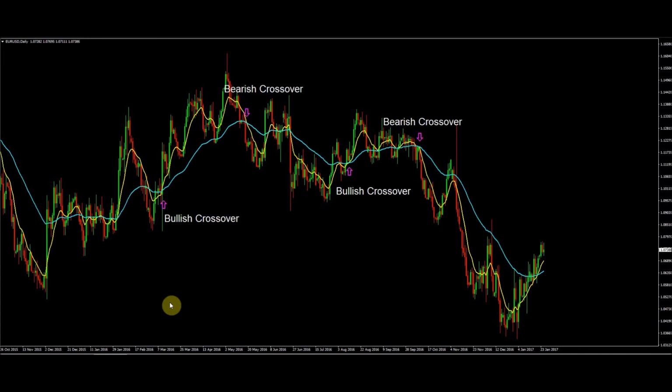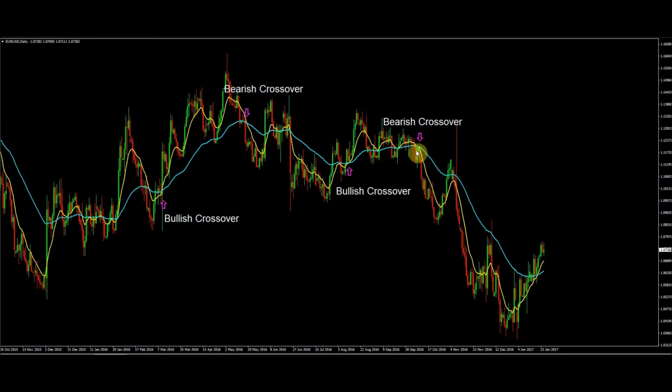In order to keep it simple, we are using again the 10 exponential moving average and the 50 exponential moving average. In this example, we can see a nice bullish crossover, which gave a decent upward move. On the other hand, in this case, we can see a similar bearish crossover.